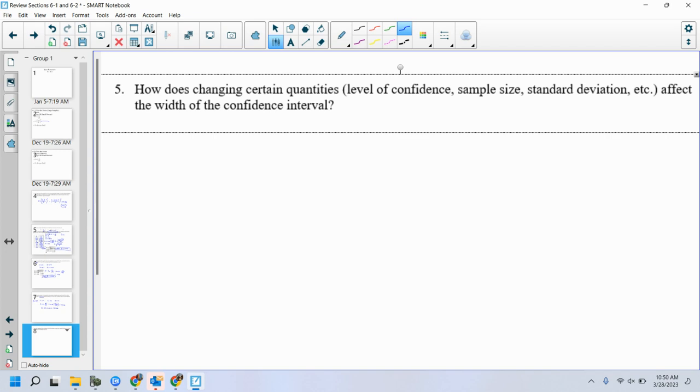Okay. Trying to think if there's anything else. No, those are the only things that go into the confidence interval. Cool. We feel good? Cool. Let me stop the video.